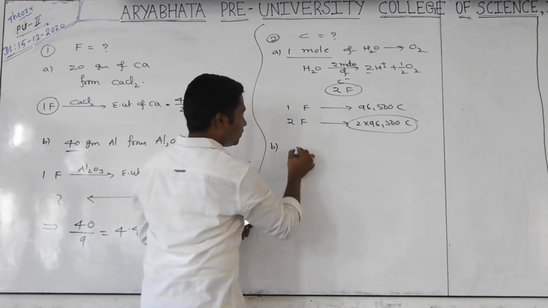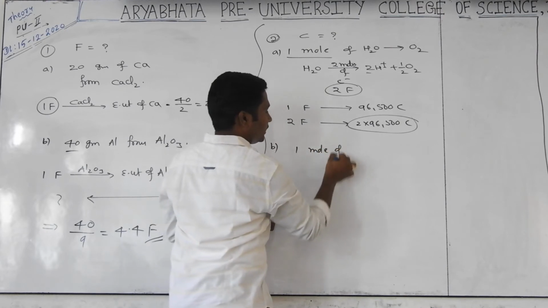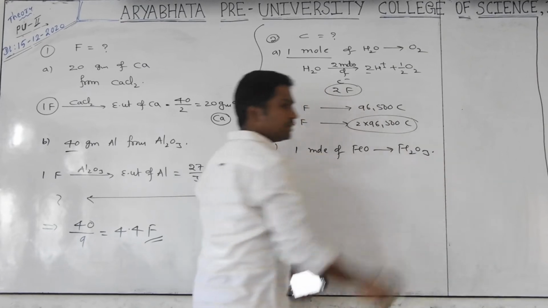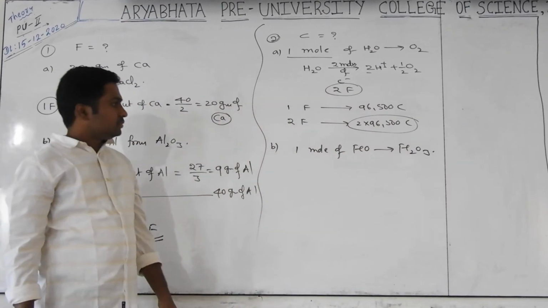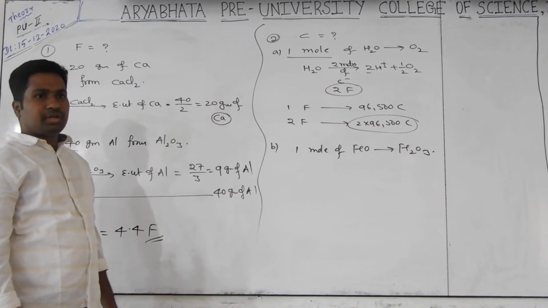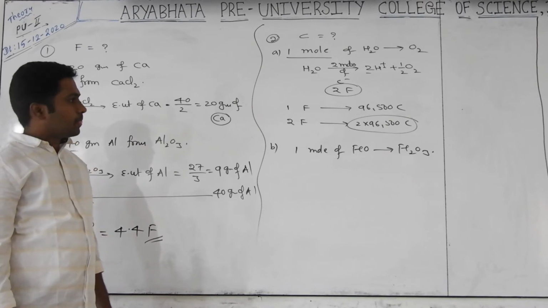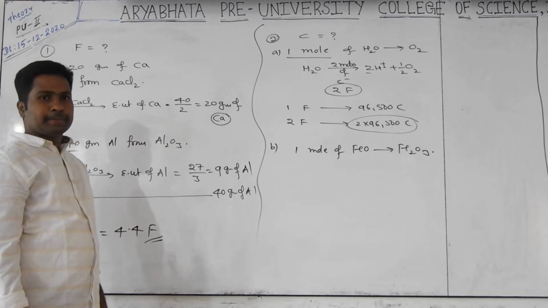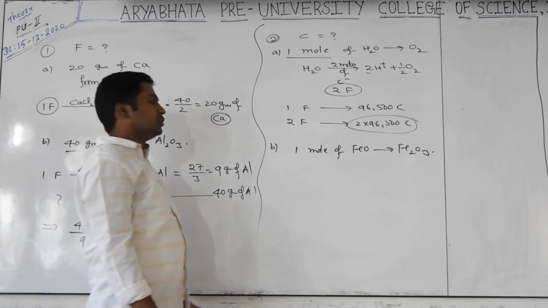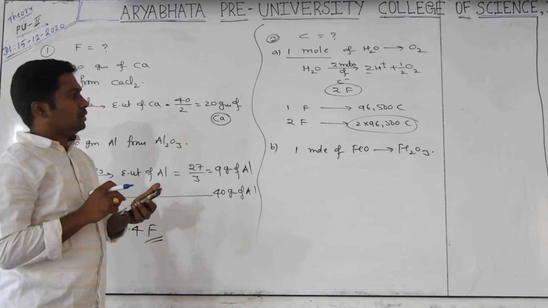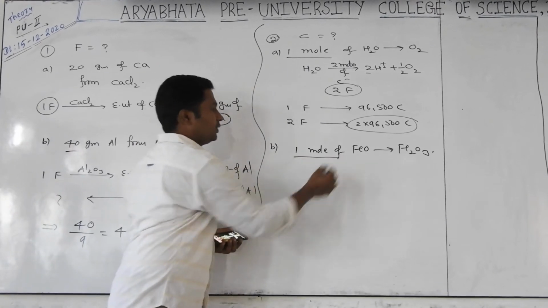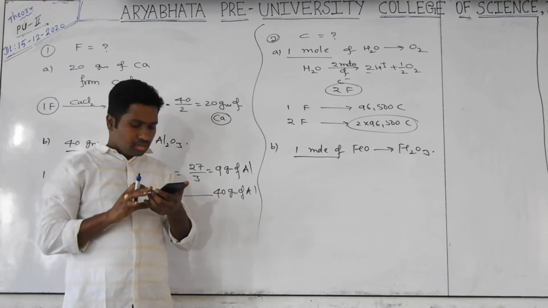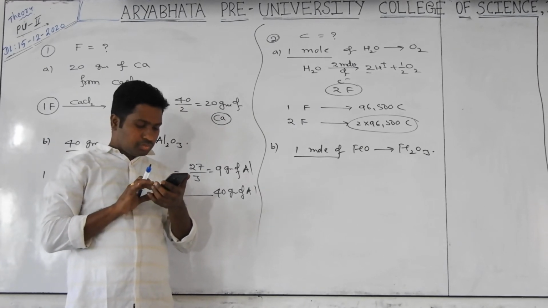Okay, to convert 1 mole of FeO into Fe2O3, fresh iron into rust, how much charge is required for this? Three moles. You have to consider 1 mole. For 1 mole conversion, how much charge is required? You know the concept, don't be in a hurry.